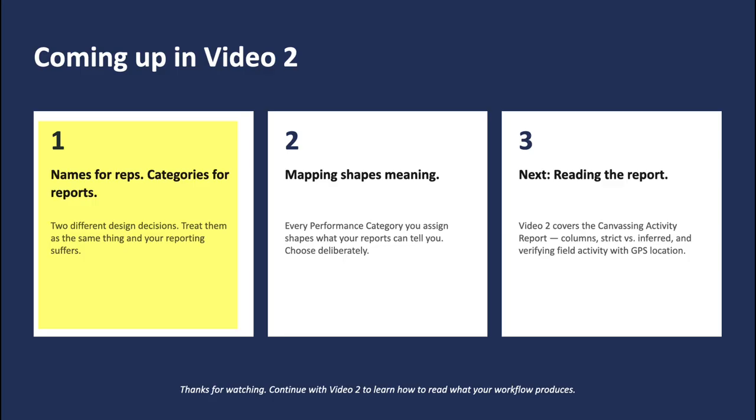Status names are for reps. Performance categories are for reports. And every mapping decision shapes what your reports can tell you.